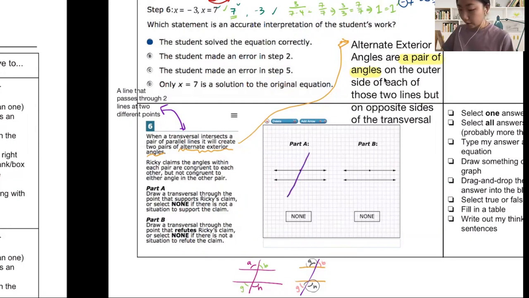In this example, we need to draw a line like this to get our alternate exterior angles, like how I've shown you here. So this is proving his claim. This is supporting his claim.